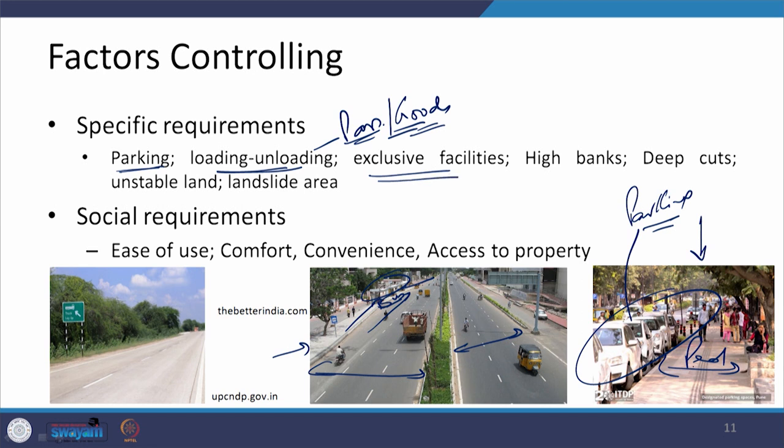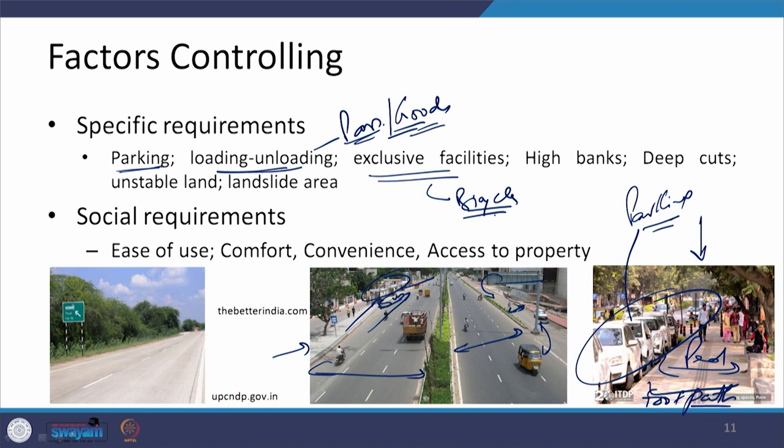We may also be required to have exclusive facilities. Exclusive facilities like a footpath. This is an exclusive facility for the pedestrians. There may be an exclusive facility here being provided in terms of a service road because there is a development, and the traffic there can move on this particular road and can enter or exit at some location with respect to the main highway. So, that is an additional thing being provided. This exclusive facility can be for bicycles also, or non-motorized traffic.